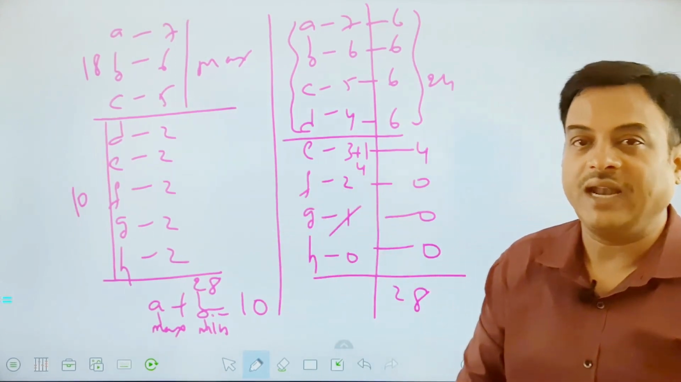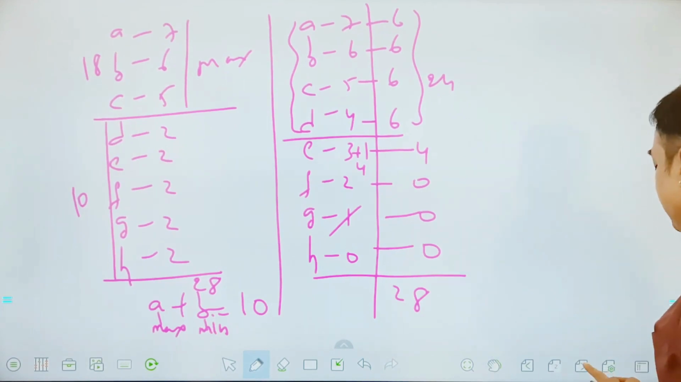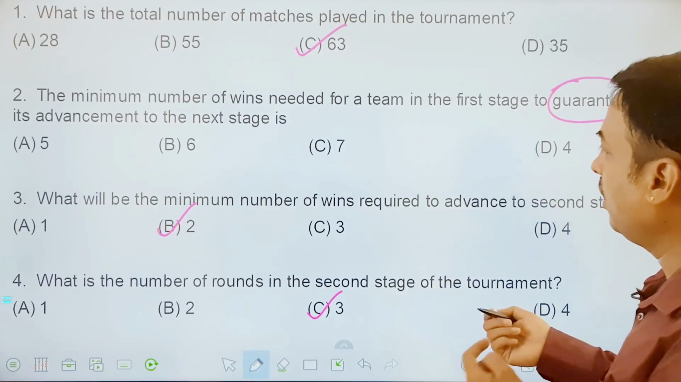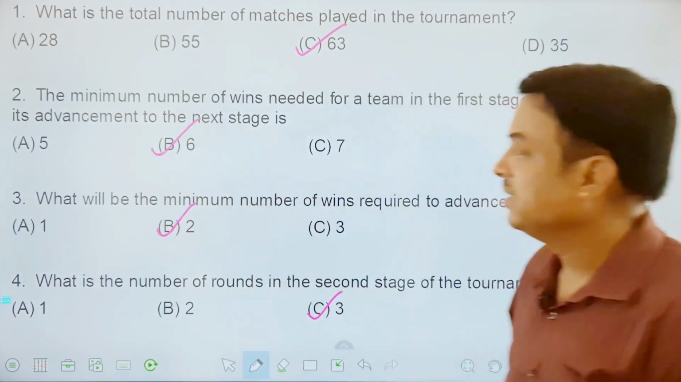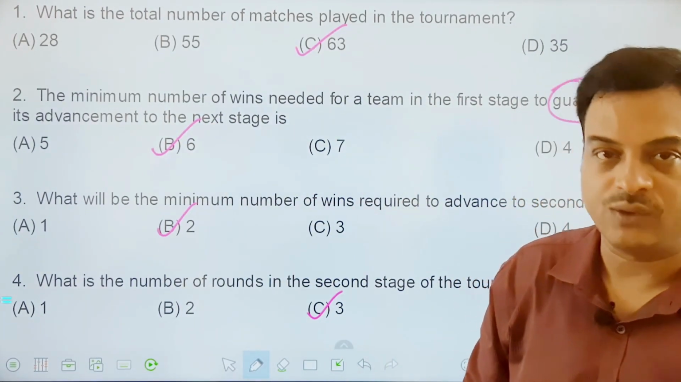Okay. So this is how we can handle this logically. So what will be my answer here? My answer for this question will be 6. So 6 minimum wins are required to ensure yourself a place in the next round. That's it.